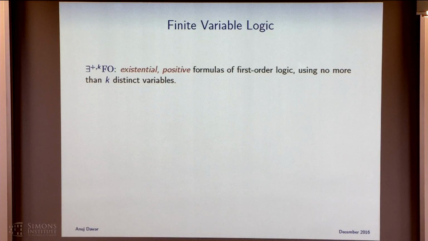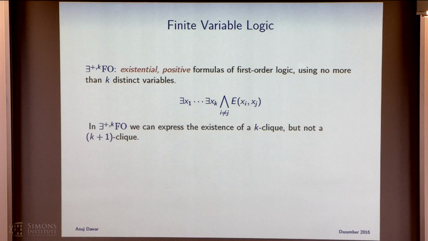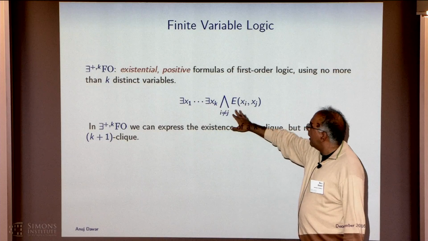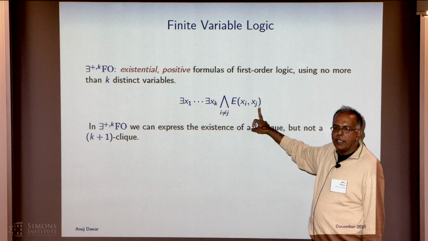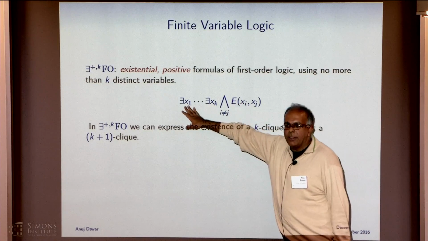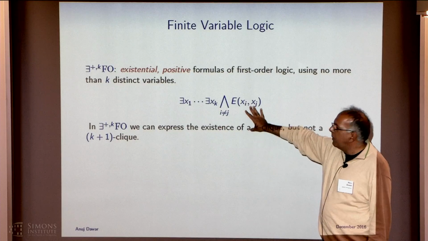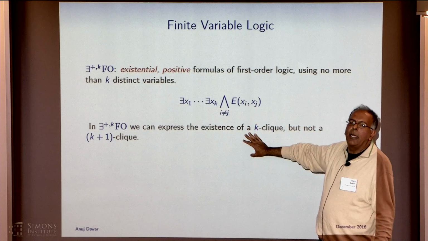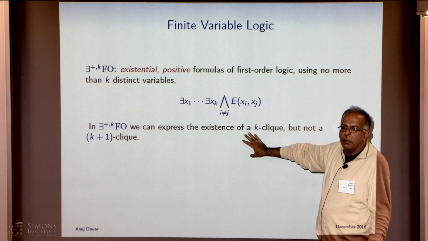And we restrict ourselves to using no more than k distinct variables. Okay? For example, I can write down a formula which says in a graph that there exists a k-clique. There exist k elements, pairwise distinct. I do this using only k variables. It's only existential, all positive, no negations. But I can't say that there is a k+1 clique. That would require k+1 variables.